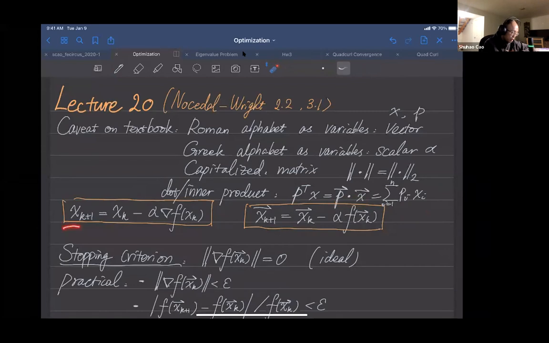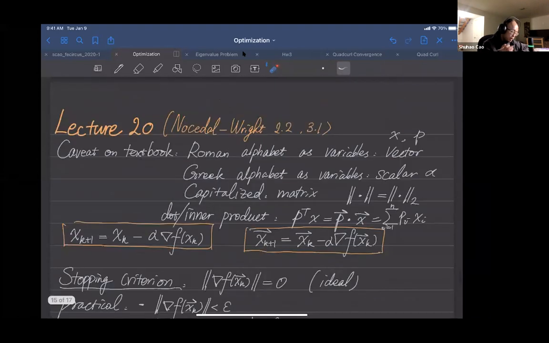In the textbook, the gradient descent is written in this way. X is a vector, alpha is a scalar, and X is a vector. And also the gradient of f is a vector. I think I have a typo right here. It should be alpha times gradient. So in our class, we explicitly mark every single vector. If a variable is a vector, we add an arrow on top to emphasize it. And in today's class, we'll try to solve how to choose alpha. So how do we choose alpha in gradient descent?